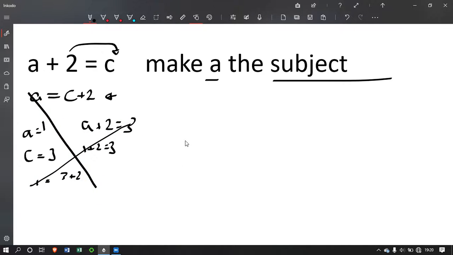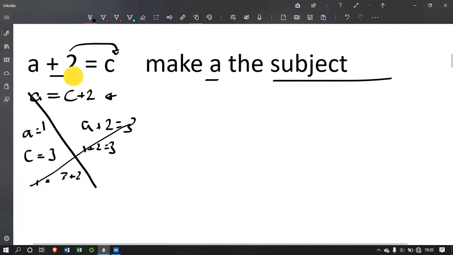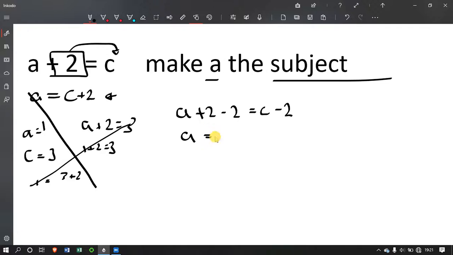So how do we go about this? Well, we're using this rule. What we do to one side, we must do to the other. If we made this 2 a 0, then we could also do it. So let's do A plus 2. Now to make it a 0, we need to minus 2, and that should equal to C. But we're using the rule, so we also need to minus 2 from the other side. So now we get A is equal to C minus 2. And this works because 2 minus 2 is equal to 0.